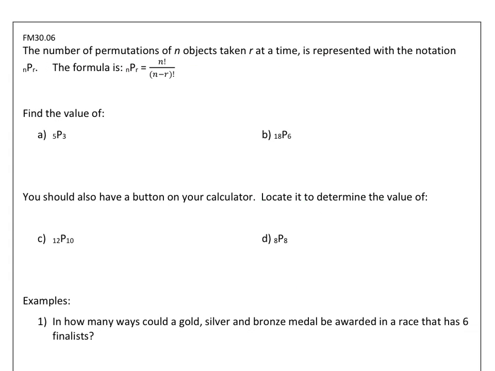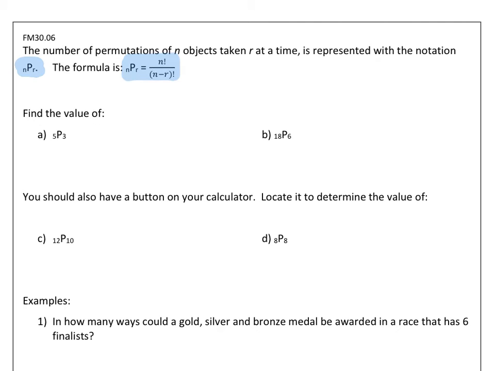All right. Now, the number of permutations of n objects taken r at a time is represented with the notation nPr, and the formula is nPr is n factorial over n minus r factorial. So that might be if I have 6 people and I'm going to pick 2 of them to be the vice president and the president. Okay, so that would be 6P2. Okay, so find the value of 5P3.